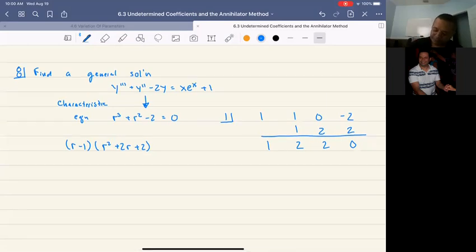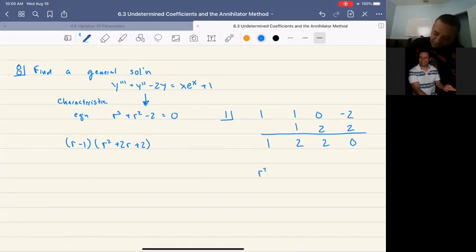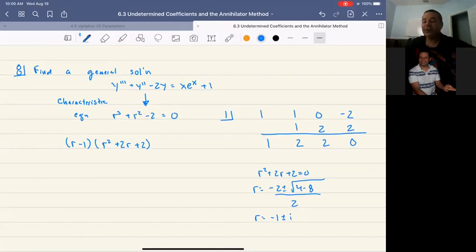So r squared plus 2r plus 2 equals 0. r equals negative 2 plus or minus square root of 4 minus 8 over 2. So r is negative 1 plus or minus i. Okay, so that means we're going to have these e's and also these cosines and sines, right?